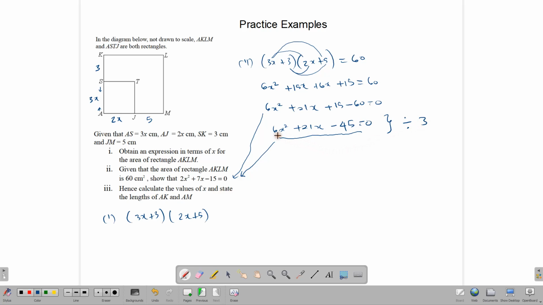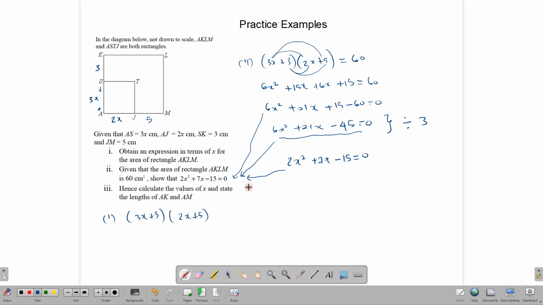And if you divide by 3, then 6x squared divided by 3 gives you 2x squared, and 21x divided by 3 gives you 7x. And 45 divided by 3 gives you minus 15. That's minus 45 divided by 3. Now this is the answer that we have, and it is what the question says.